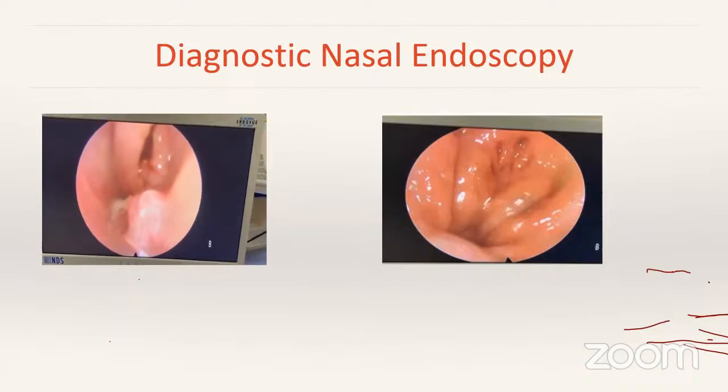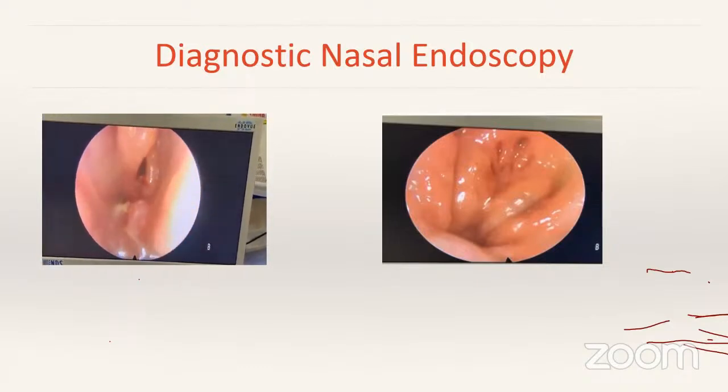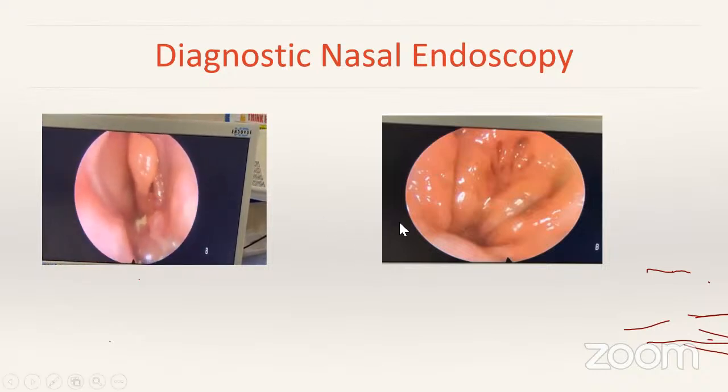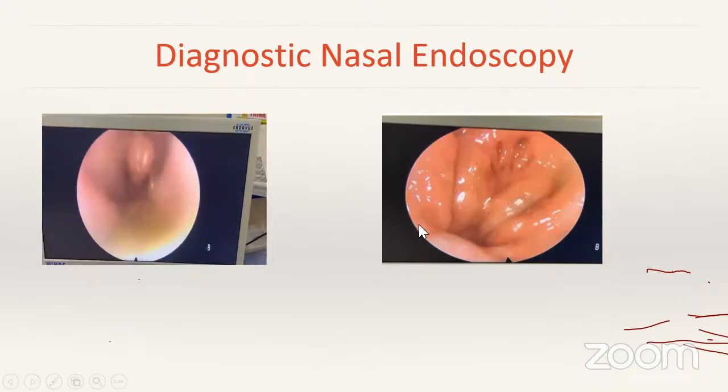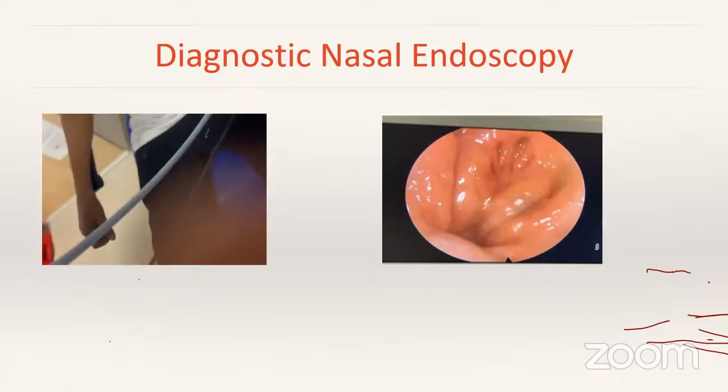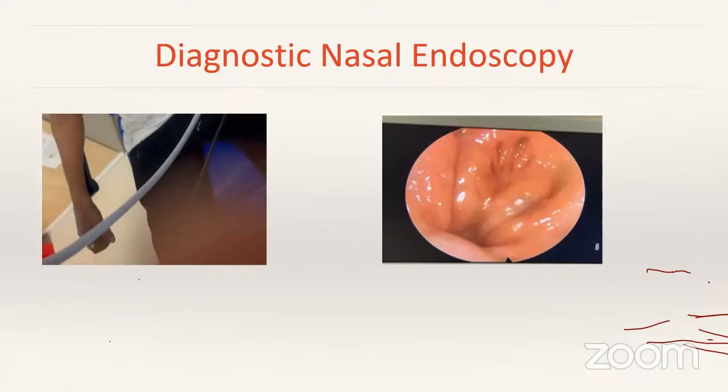The mass bleeds on touch and the patient is having excruciating pain. So nasopharynx examination is done from the right side. Right side nasal cavity is normal, except there is a DNS on the right side, and nasopharynx is normal.